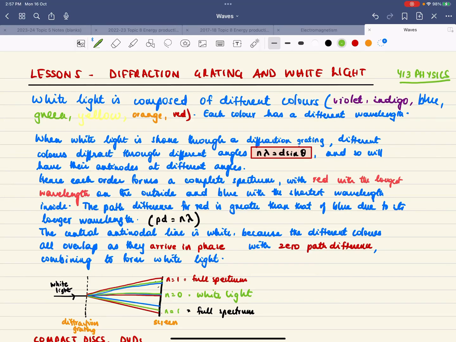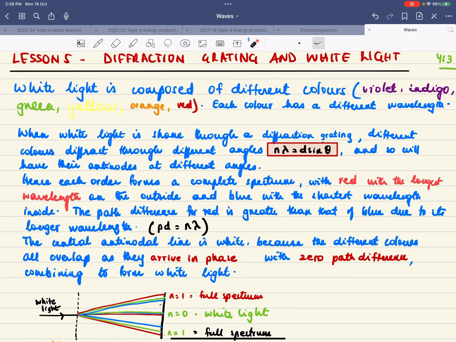This is lesson 5 on diffraction grating and white light for Year 13 physics. White light is composed of different colors, and each color has a different wavelength. Now when white light is shone through a diffraction grating, different colors diffract through different angles.